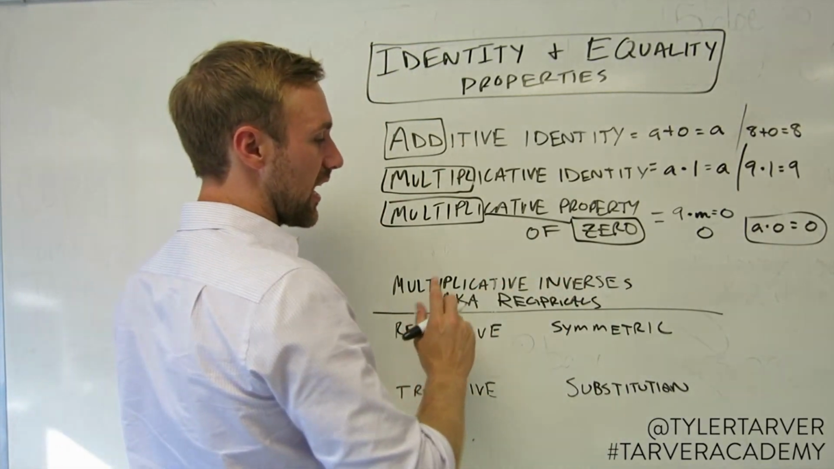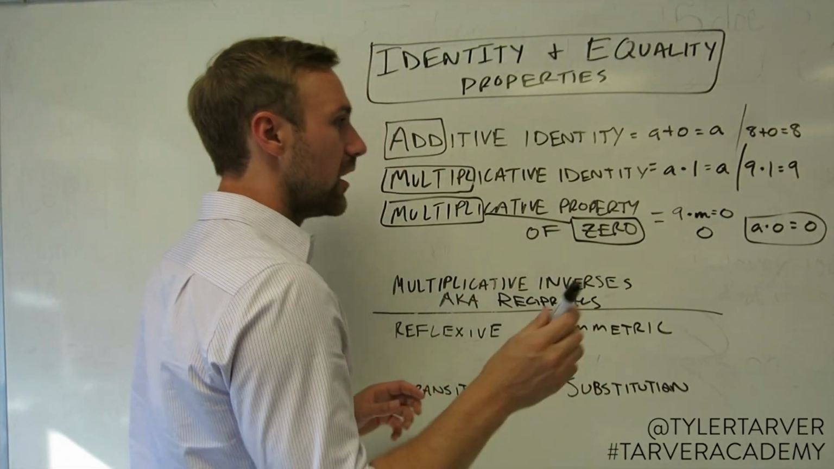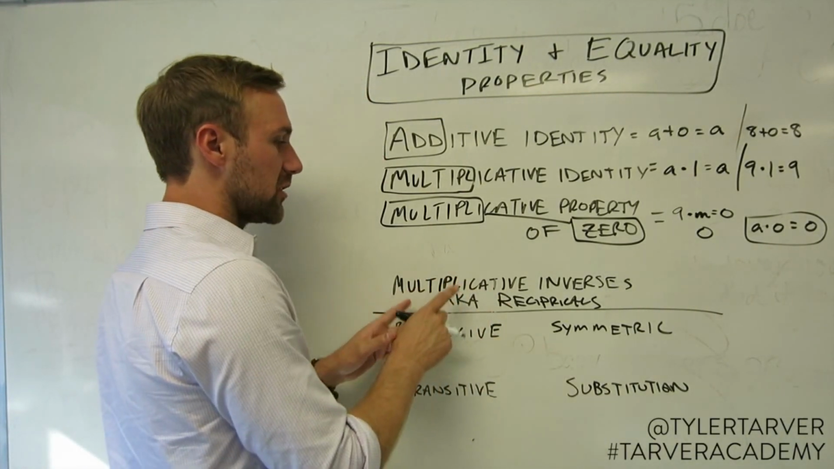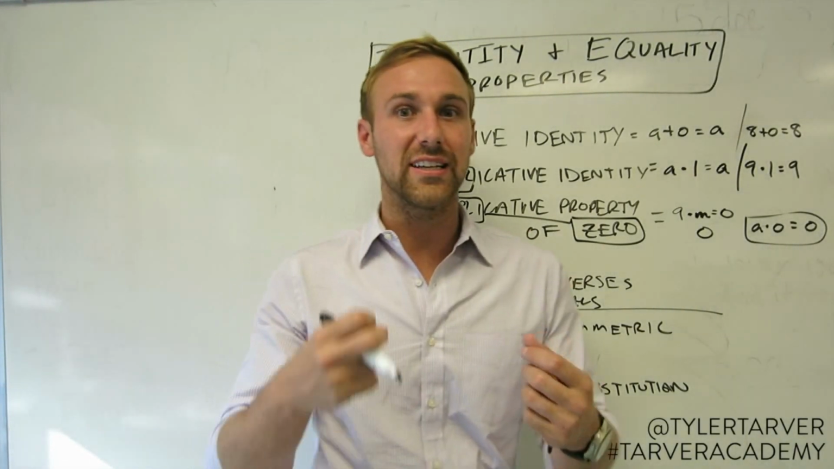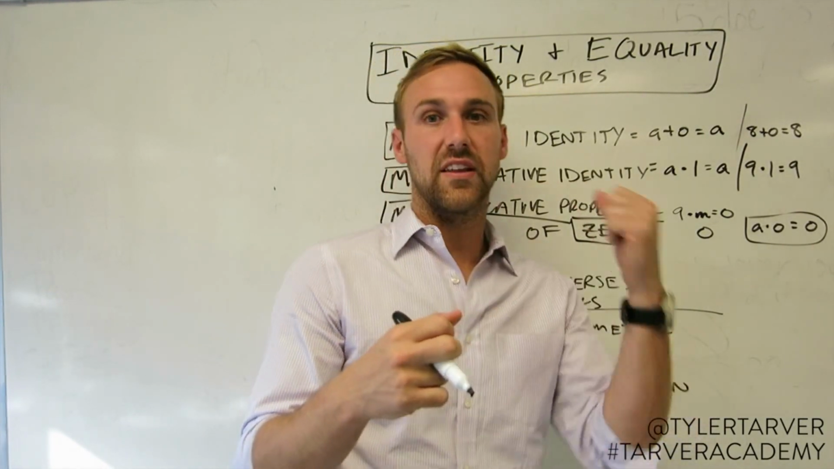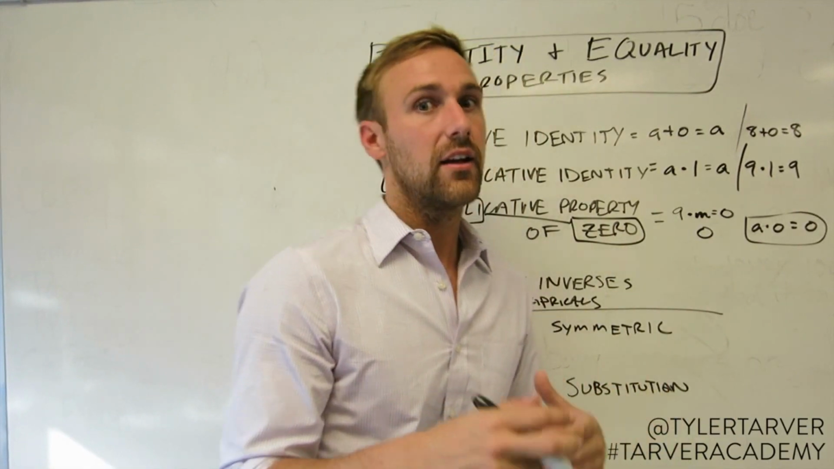Multiplicative inverses, aka reciprocals, okay? Now, reciprocal means that you're switching it, you're flipping it, okay? What we want are multiplicative inverses. We want them to be essentially exact opposites of each other. A lot of times when you think of 8, you think of the opposite of that being, you know, -8 or something like that. It's not.